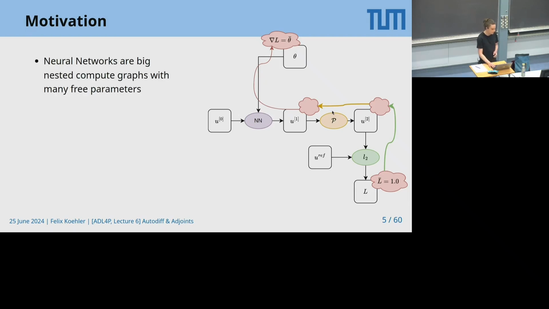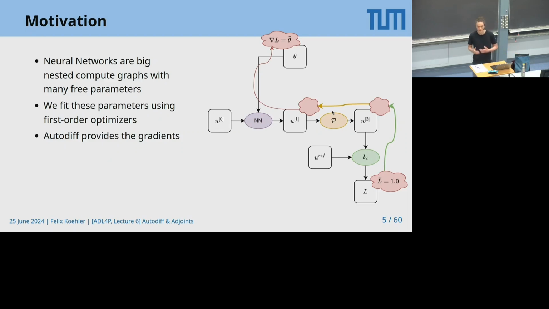Okay, let's summarize that. Well, the quite obvious statement: neural networks are often big and nested compute graphs with many free parameters. Probably in your experience, you might have trained networks in the order from 10,000 to 1,000,000 parameters, and probably you are aware that most state-of-the-art natural language processing models are in the realm of 100 billion parameters. But still, in concept at least, they are fit or tuned using first-order optimizers, and these first-order optimizers need gradients, and automatic differentiation is the tool that we use to get these gradients.